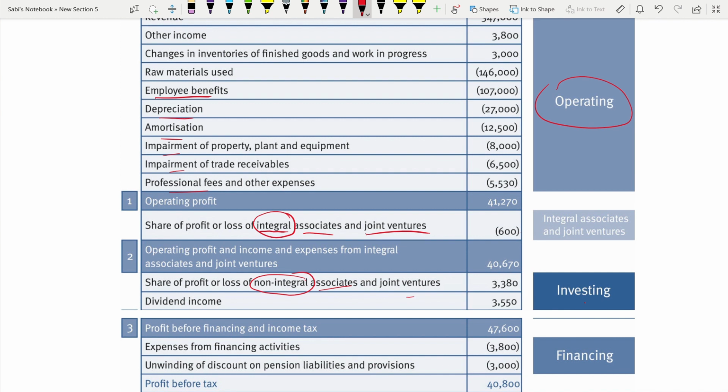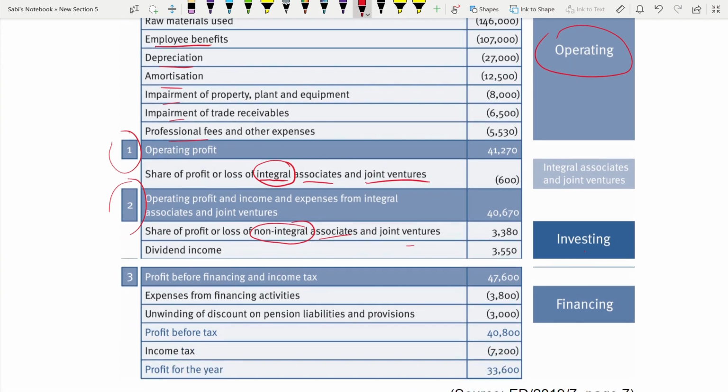So the main thing which is very important is that these are the subtotals that you need. One is operating profit, then operating profit plus income from integral associates and joint ventures, and third, profit before interest and tax. Then from here, that means the financing section, this is known as the financing section.